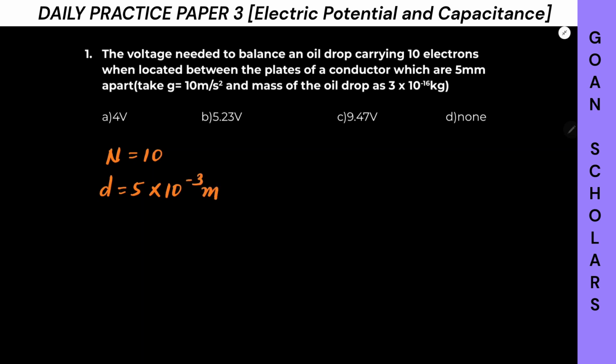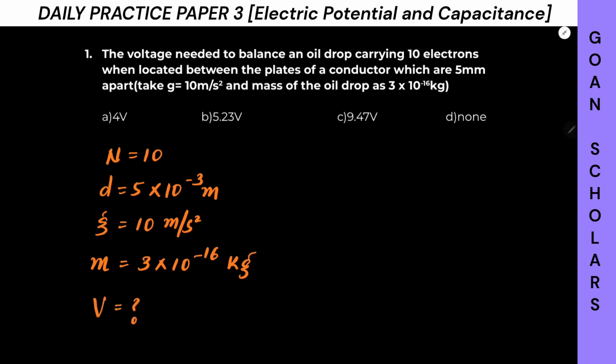which is 5 into 10 raised to minus 3 meters apart, taking g, acceleration due to gravity, as 10 meter per second square, right? And the mass of the oil drop, that is m, will be equal to 3 into 10 to the power minus 16 kg, correct? So this is our data given, and what is asked? Voltage. So we have to find that.